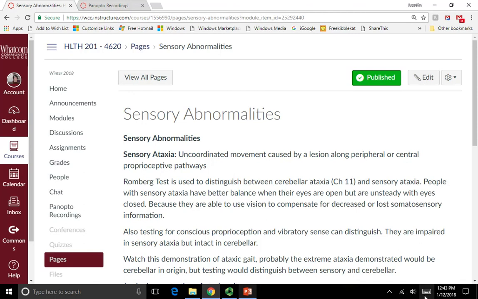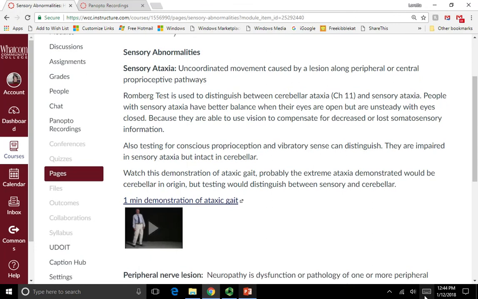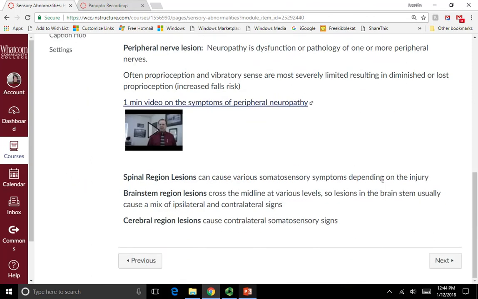When you test for conscious proprioception and vibratory sense, they can also distinguish between sensory ataxia and cerebellar ataxia. There's a video in the module demonstrating ataxic gait. It almost looks like someone's had a few too many drinks at the bar. That uncoordinated gait is usually a wide base of support, slightly staggering gait. You can watch the video and see that. It's something you might report in your objective section, that someone has an ataxic gait.